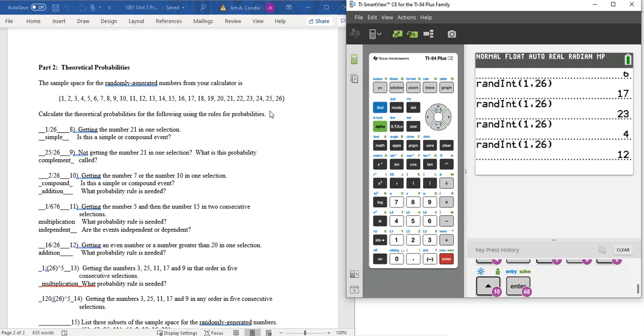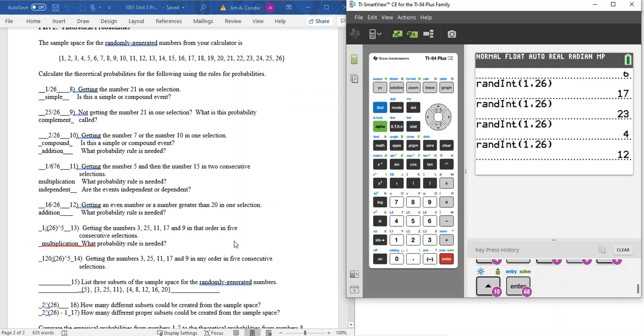Minus the ones we counted twice. Remember that. Which numbers are both even and greater than 20? This one is 22, 24, and 26, so minus 3. So 19 minus 3 is 16 out of 26. That's the addition rule. All right, and those are non-mutually exclusive events because they can both happen at the same time.